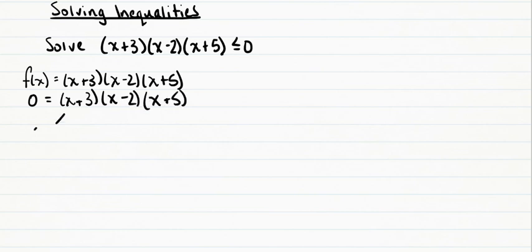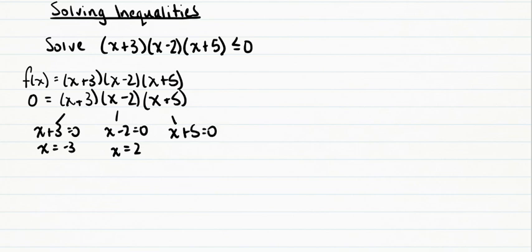So we have either x plus 3 is equal to 0. That gives us x equals negative 3. Or x minus 2 is equal to 0. That gives us x equals 2. Or x plus 5 is equal to 0. And that gives us x equals negative 5. So these are the three zeros of this cubic function. And we also know that since the leading coefficient of this cubic function is positive, we know what the end behavior would look like as well.